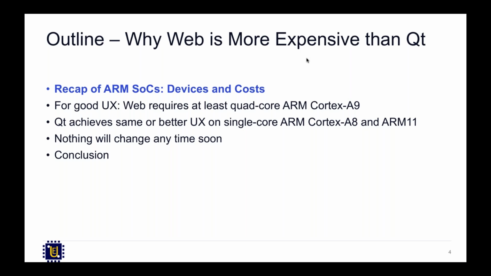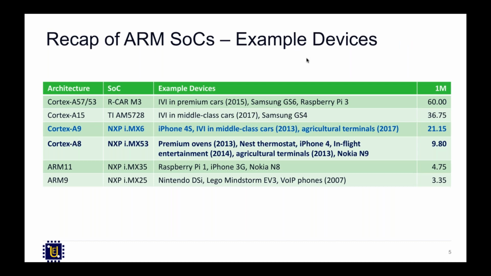So the first thing I will do now is a very quick recap of ARM system on chips. What is this Cortex A9 and A8? How much does it cost? And what are some example devices? Because I guess not everyone is sleeping with some ARM hardware under their cushions through the night, and I have a couple of these lying around me right now. So, quick recap of ARM SOCs.